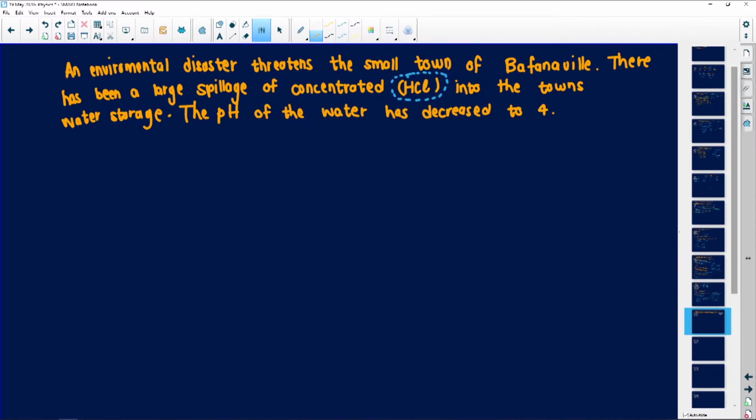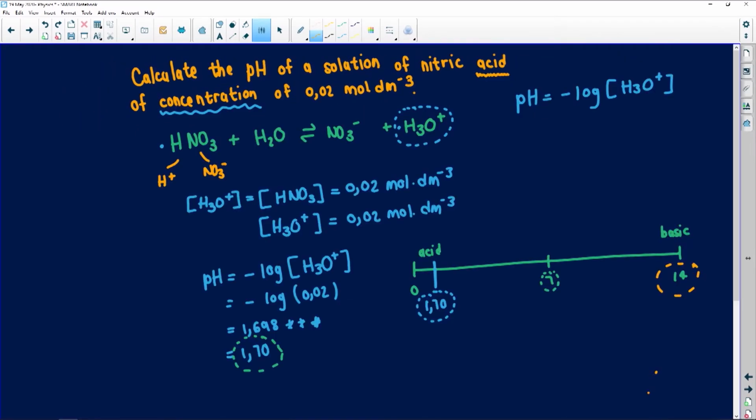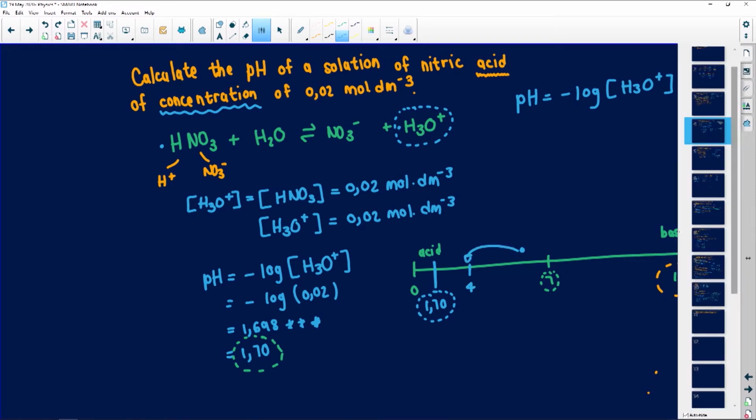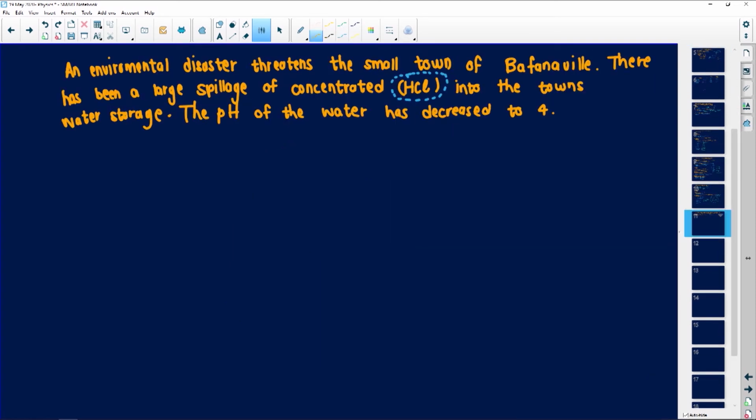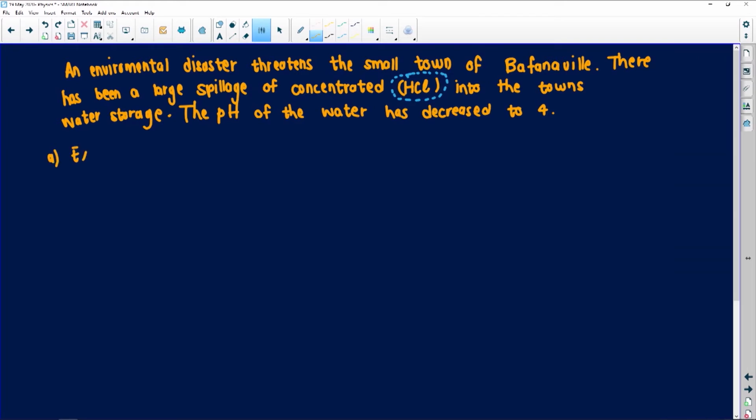Remember, if we have hydrochloric acid, it is an acid. An acid will lie, let me just look for one of my nice diagrams again. If this is an acid, it will lie between 0 and 7. Now, they're telling us Bafanaville had a big problem and something spilled, and the pH decreased, hypothetically speaking, up to 4. Now you can already see it moved more towards 0, making it more acidic.